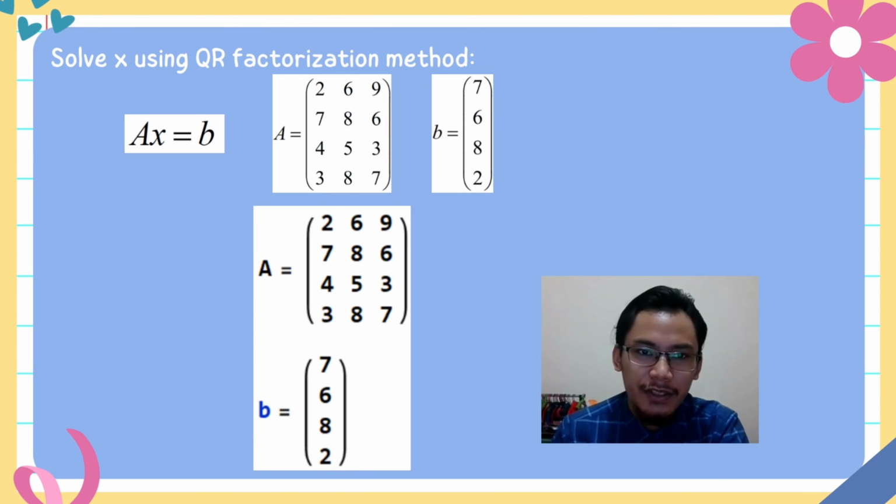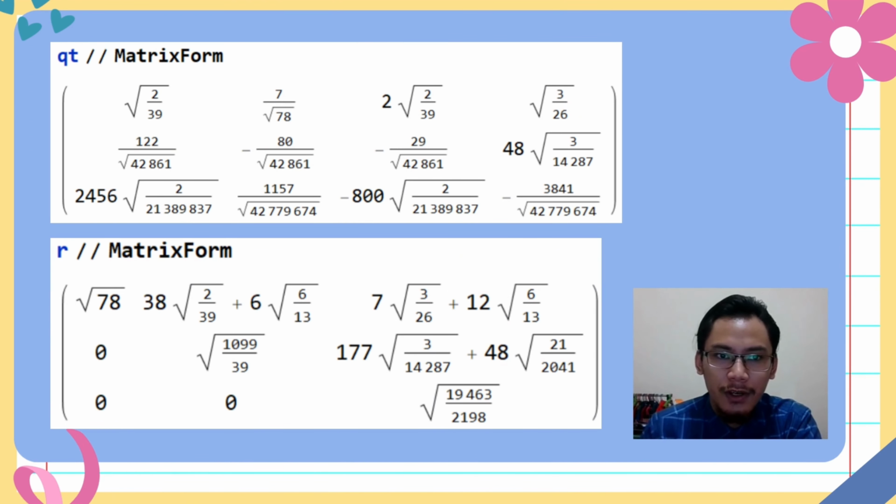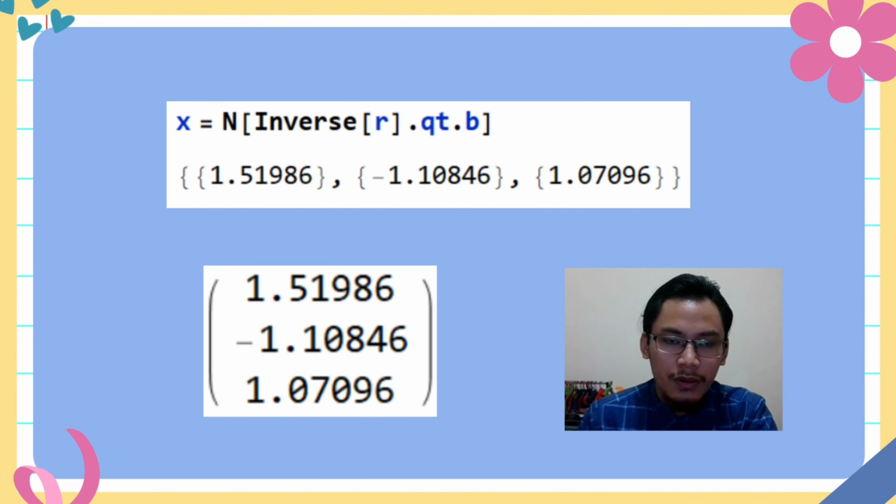Next, we are going to solve x using the QR factorization method in Mathematica programming. The first step is to input matrix A and matrix B into the program. Next, we need to find Q transpose and also R using the command QRDecomposition of A. So we got our Q transpose in matrix form and also R in matrix form. The last step is x equal to inverse R times Q transpose times B. So the final answer for x is 1.51986, negative 1.10846, and 1.07096.